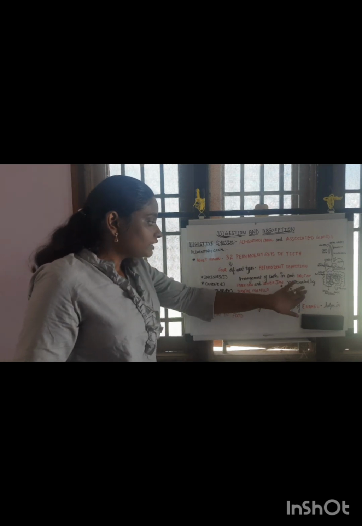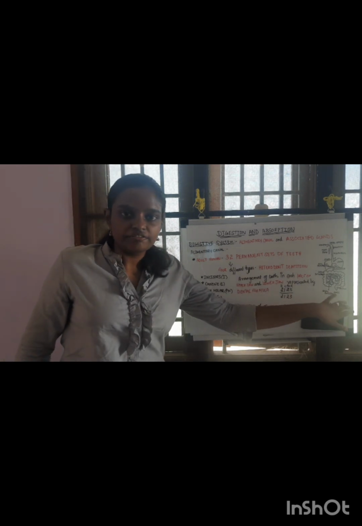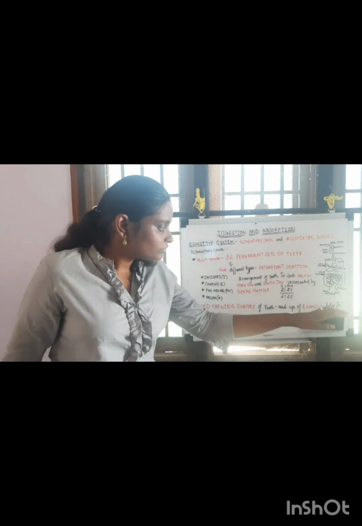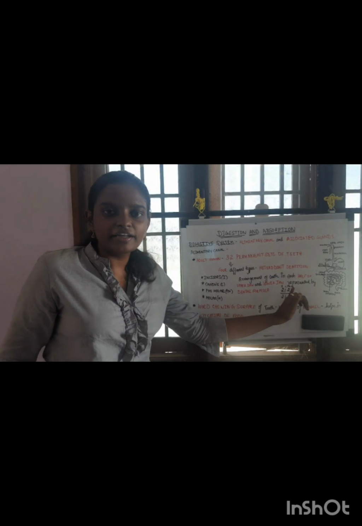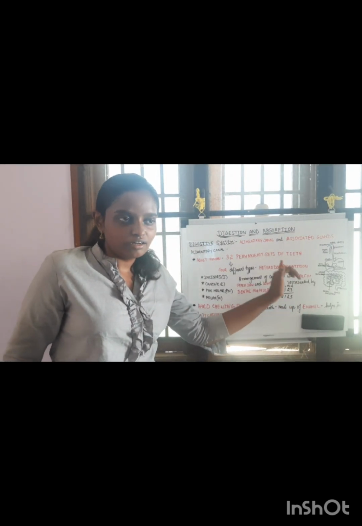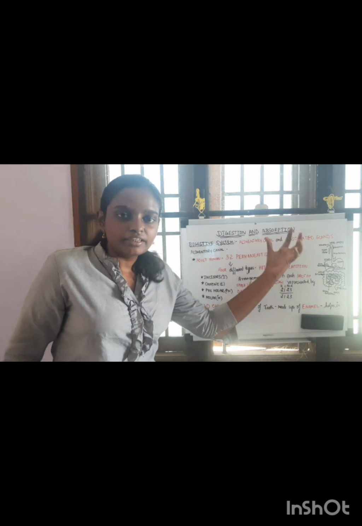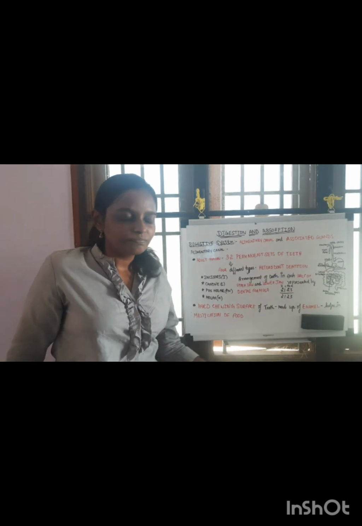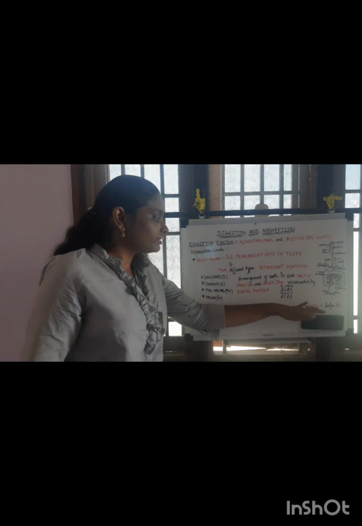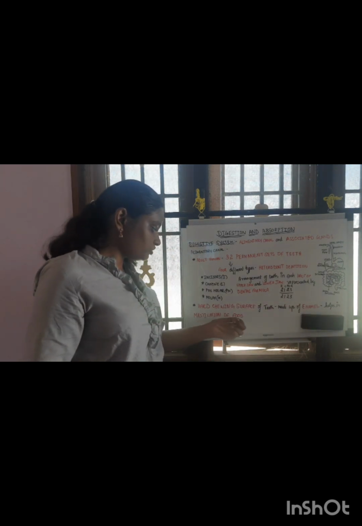But this is for an adult human, not for an infant. For an infant it is 2102. So premolar is not diphyodont, it is monodont, because it is not present in temporary or deciduous teeth. Next, the hard chewing surface of teeth is made up of enamel and helps in the mastication of food.